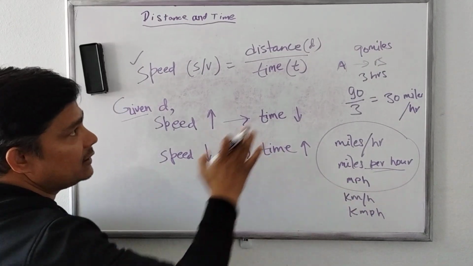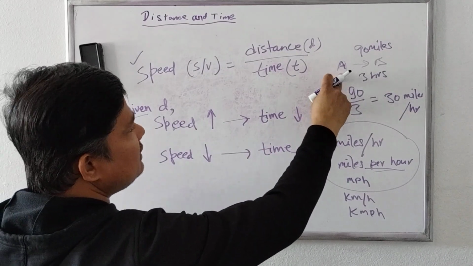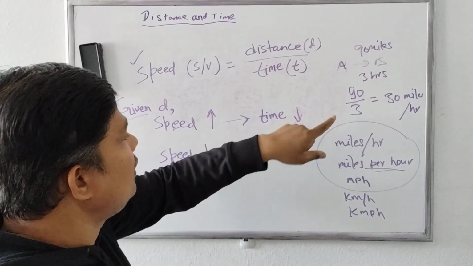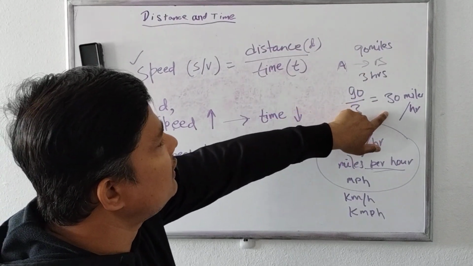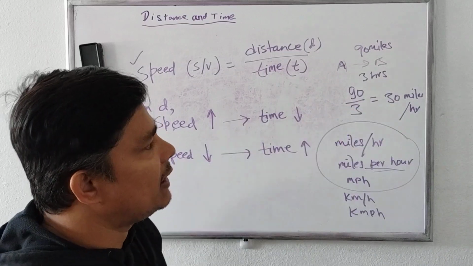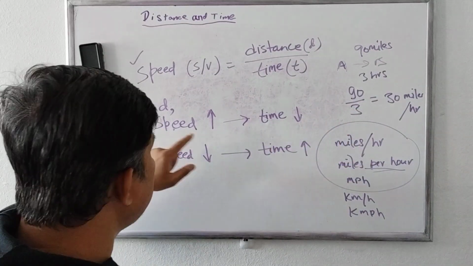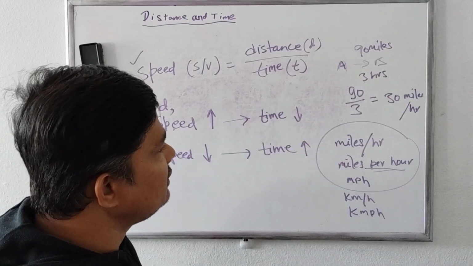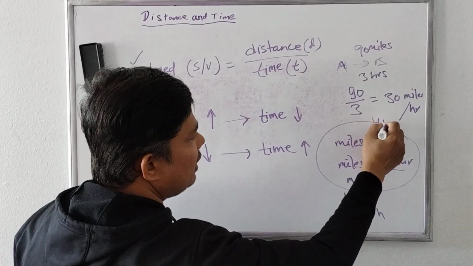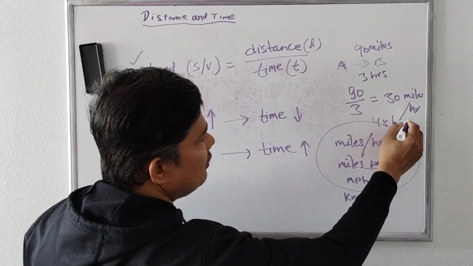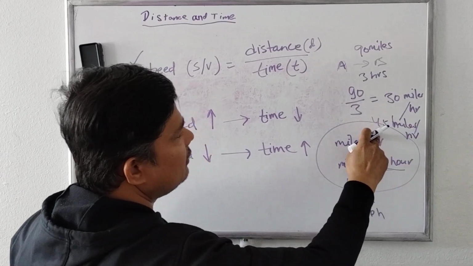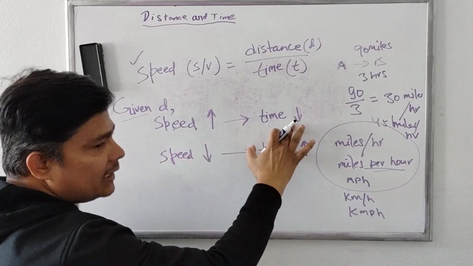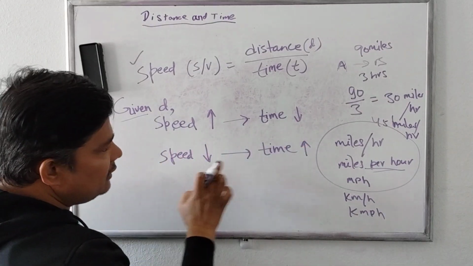Let's understand this using the same example. The distance between these two places, A and B, is given as 90 miles. Let's say we are driving our car at 30 miles per hour. In that case, it will take 3 hours to reach place B. Now, instead of 30 miles per hour, let's drive the car at 40 miles per hour. What will happen? It will take just 2 hours. So if you increase the speed, it will take less time.